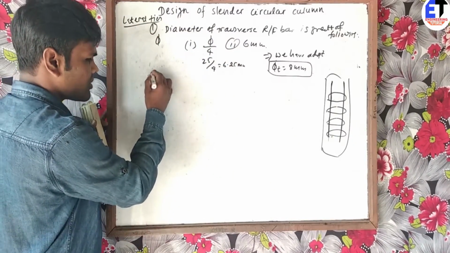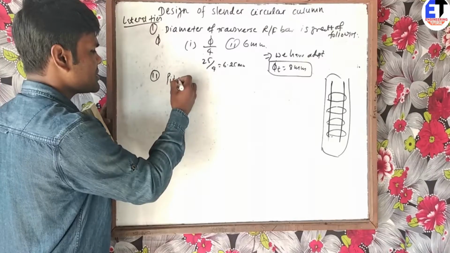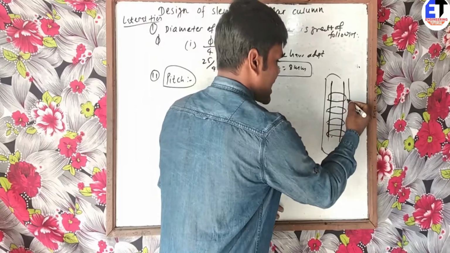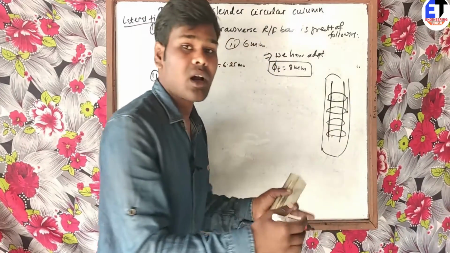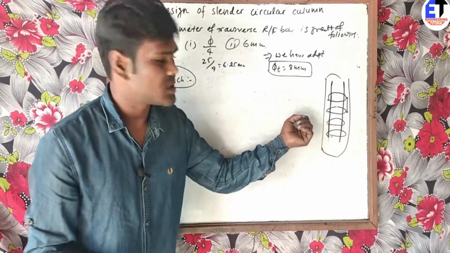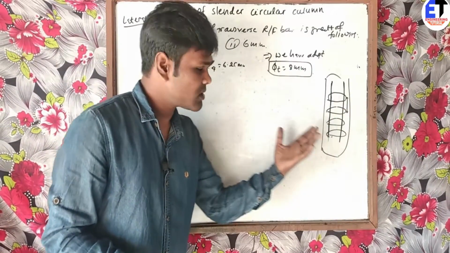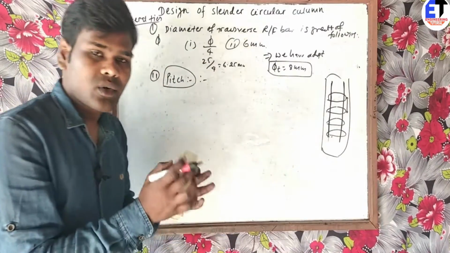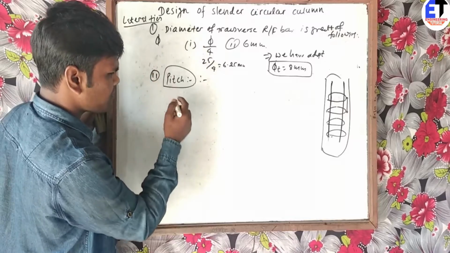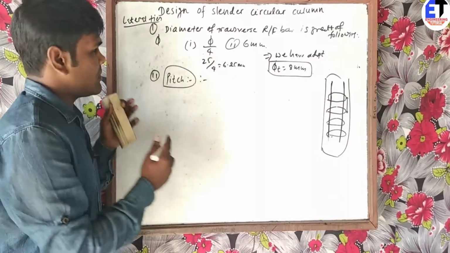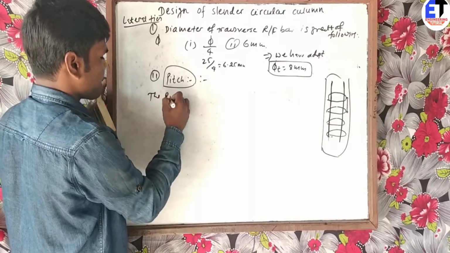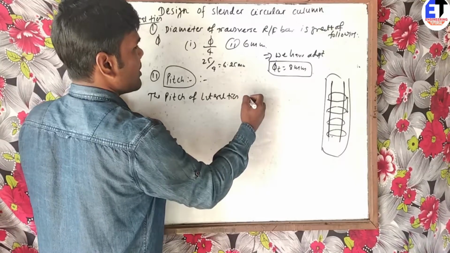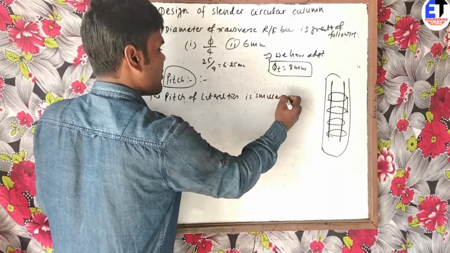Now we are going to calculate what pitch is going to be required. What is the pitch? Here, the distance between one lateral tie and another lateral tie is called the pitch. So what should the distance be for this structure? Here we are going to calculate the pitch. The IS code also tells us that the pitch of lateral ties is the smaller of the following.